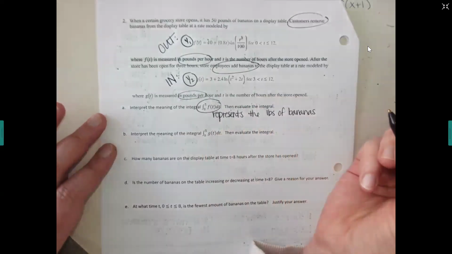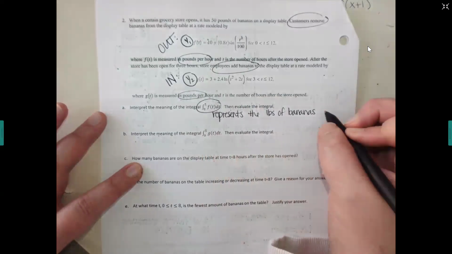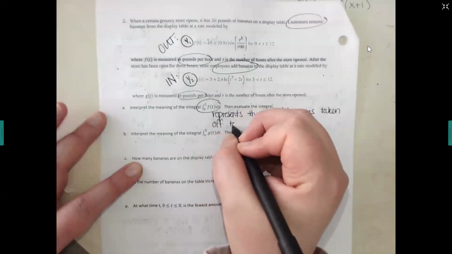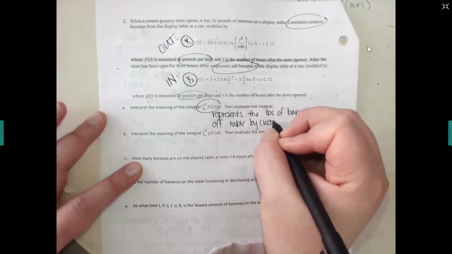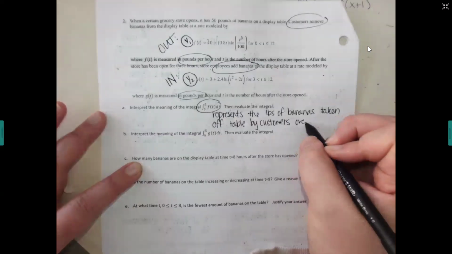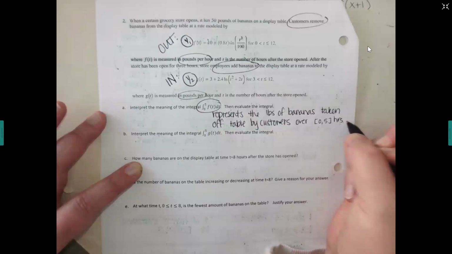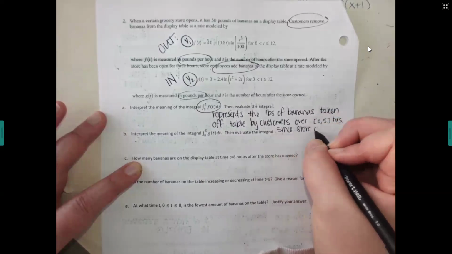And then I think I said put back in, I meant taken away off the table. So this is the pounds of bananas taken off the table by the customers. And then in this case, it's over 0 to 5 hours. And then I'm going to add into that since the store opened.